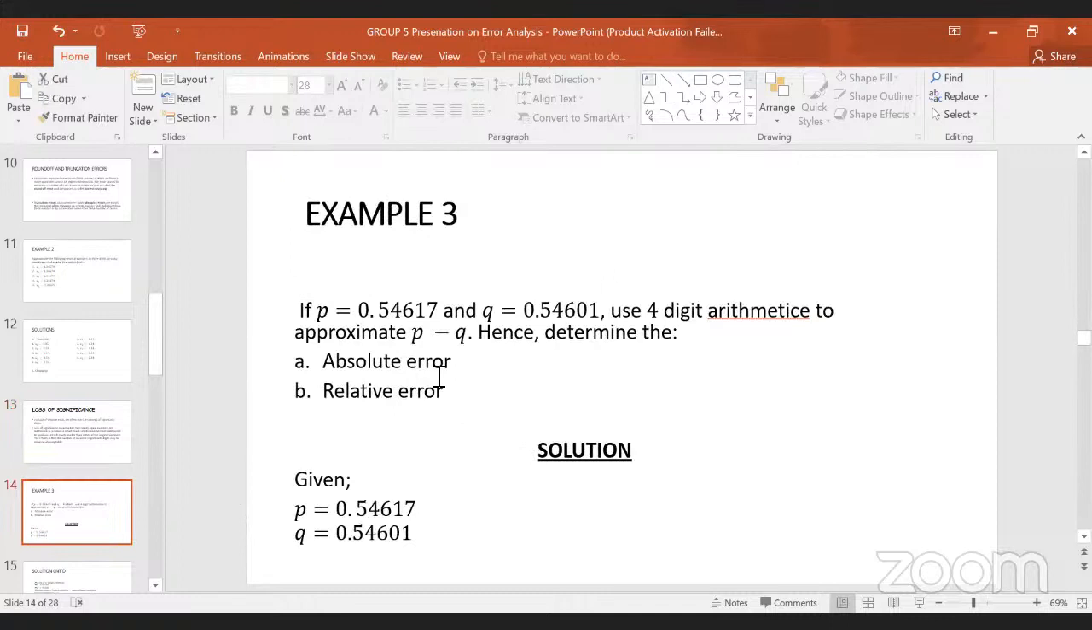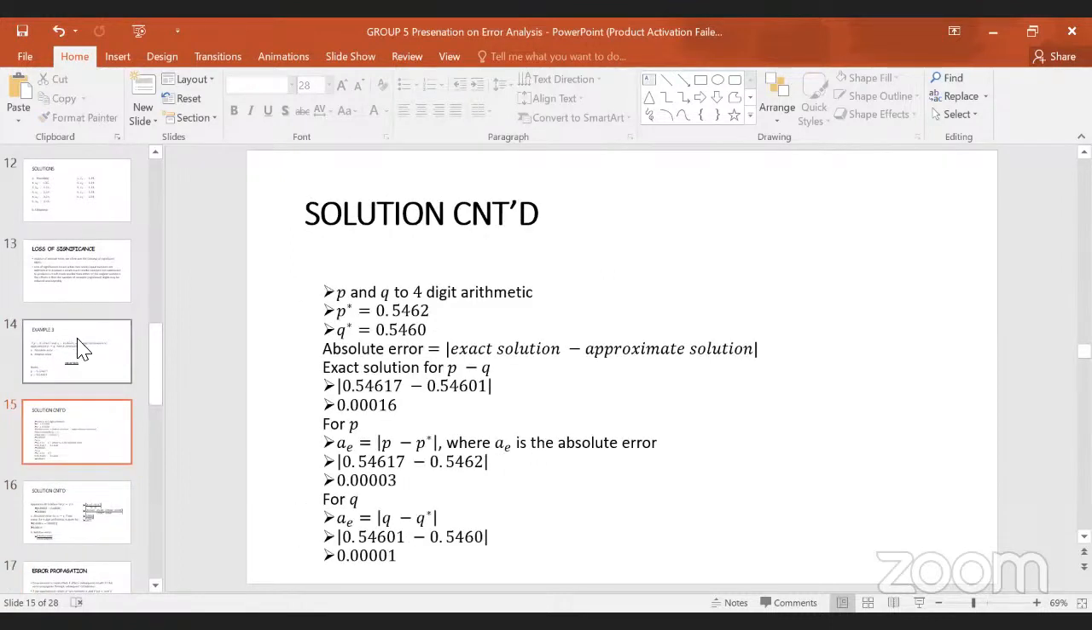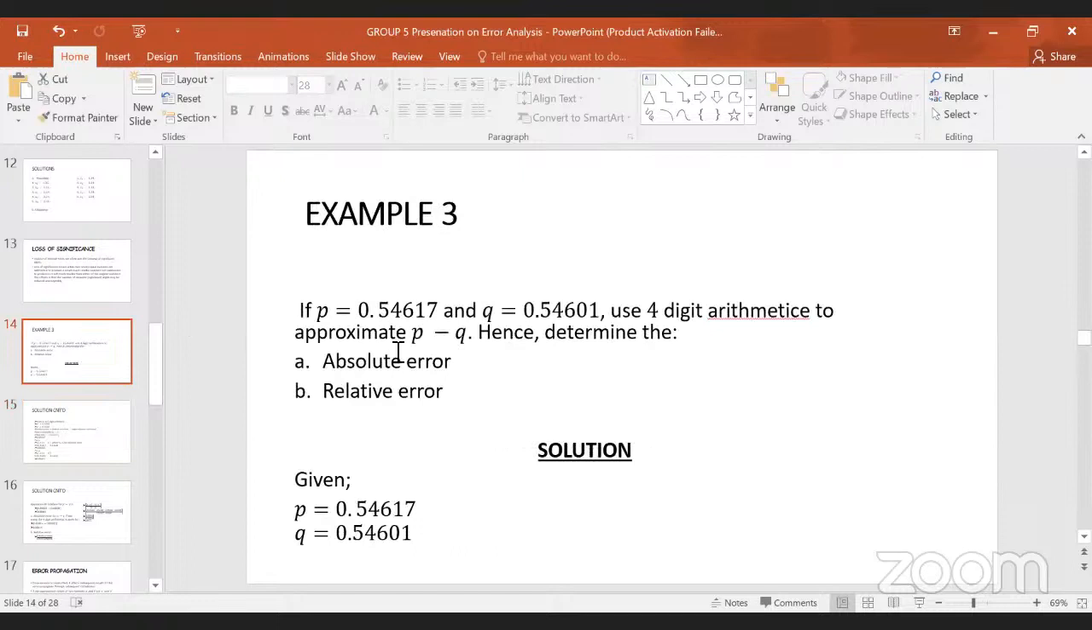So, we have P equal to 0.54617, and our Q to be 0.54601. If we look closely, we see that the difference between them is quite small. Now, we have to use 4-digit arithmetic to approximate P minus Q, and we should determine the absolute and relative error.